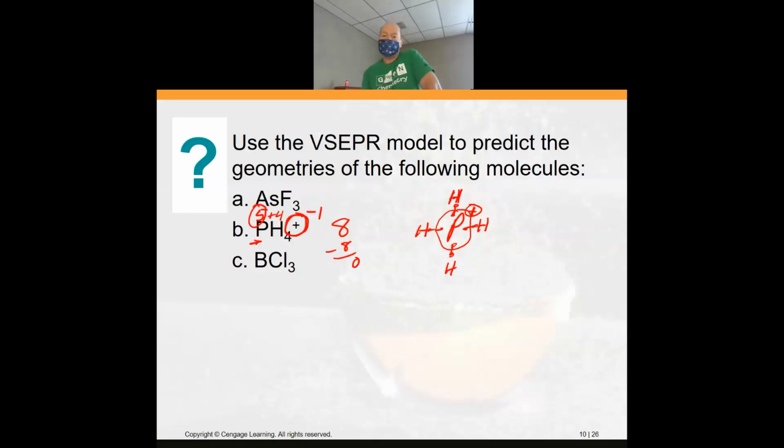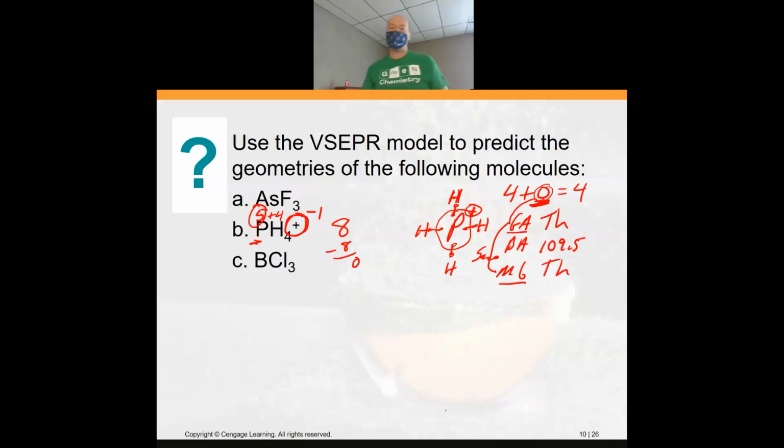All right, so here we just have four bonding directions. We have a 4+0. So your geometric arrangement, again, is tetrahedral. That means your bond angle, again, is 109.5. And now your molecular geometry, when this is a 0, lone pairs, then these are the same. Anytime you have zero lone pairs, then your geometric arrangement is exactly the same as your molecular geometry. And only when you have zero lone pairs is that the same.